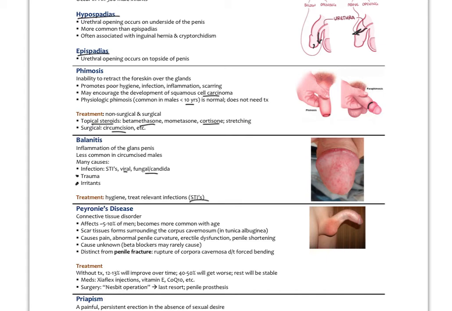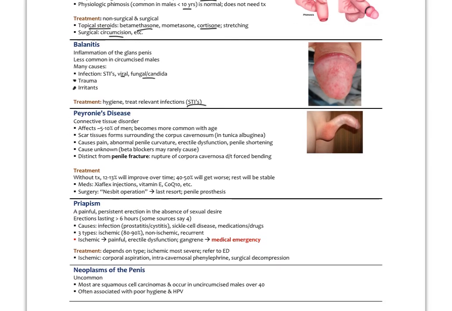So with STIs, we might use a combination of the Cipro, the doxycycline, etc. And then with Peyronie's disease, this is a connective tissue disorder. This affects between 5 and 10% of men and becomes more common with age. And we see scar tissue that forms in the corpus cavernosum. And so this causes an abnormal penile curvature and can cause erectile dysfunction and shortening of the penis. So it almost looks like the penis is bent.